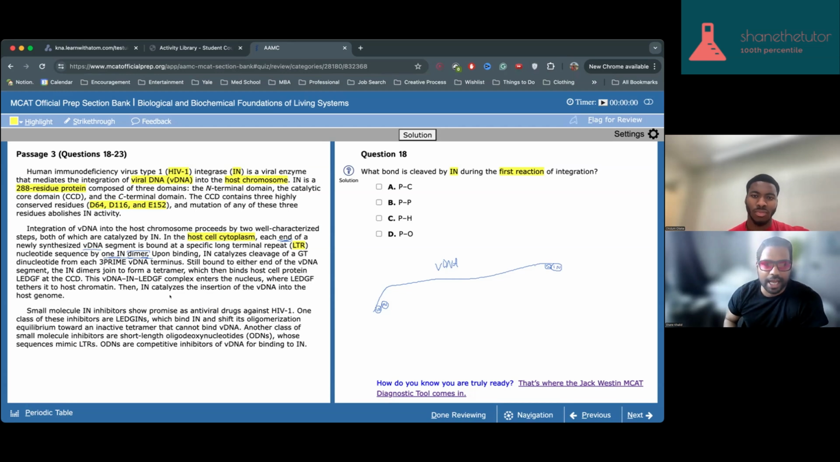So I'm reading it: each end of a newly synthesized vDNA segment is bound at an LTR by one IN dimer. I'm not going to be too focused on the details of vDNA or the details of LTR. I didn't even really write LTR here, because I see that it is just what's going to be at these ends. What I'm really trying to see is just the ends of the vDNA segment that are bound by an IN dimer, so I just drew it. In this case I will draw pictures, but in other types of passages I would write proportionalities and things like that.